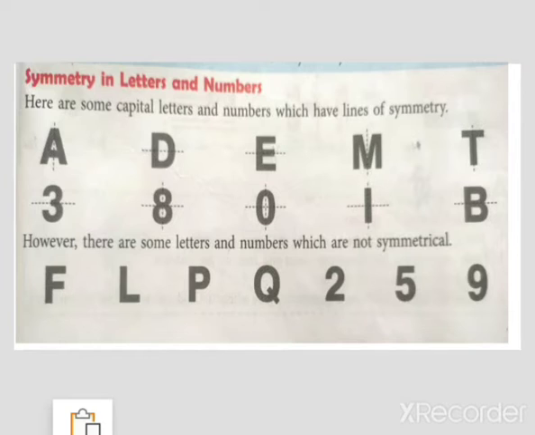Okay, so these are the numbers or alphabets that have both types of symmetry. There are also some letters and numbers which don't have any symmetry. Example: F, L, P, Q, 2, 5 and 9. They don't have any symmetry.